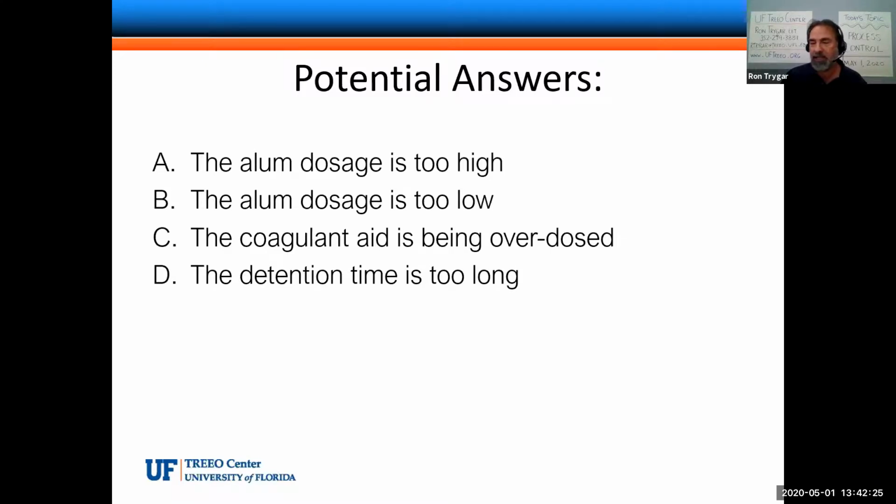So the coagulant aid being overdosed is probably not going to be the right answer, but you'll notice it's in letter C and it's the longest answer choice. And a lot of people think it's the right answer because of either it's letter C or it's the longest answer. In this particular case, that is not going to be correct.